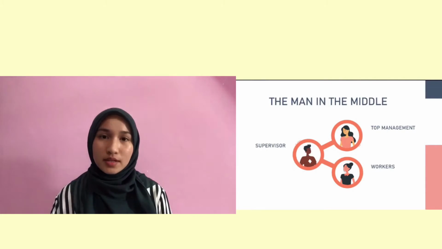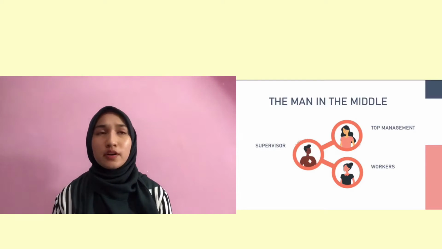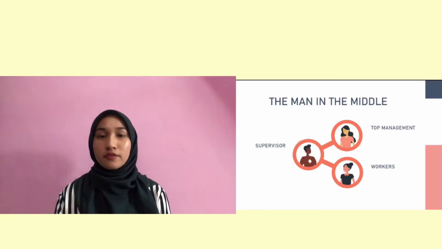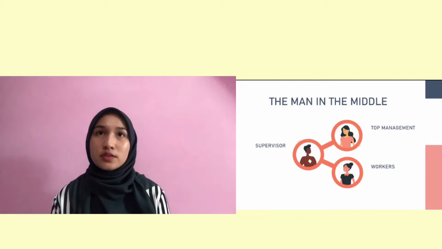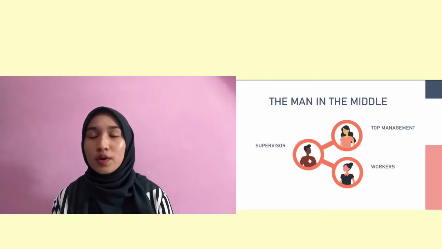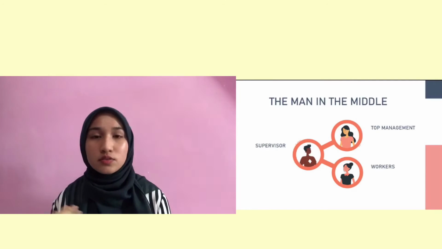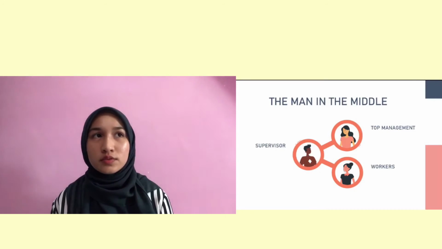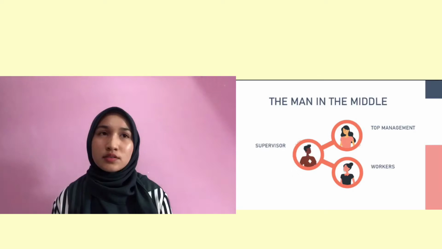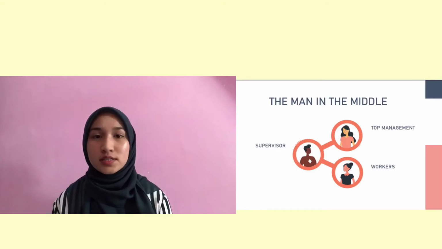The second one is the man in the middle. Being a supervisor is very pressuring because each party has their own expectation. For example, the top management expects that the supervisor will instruct the workers to achieve their goals and make sure that all the workers work in line, while the workers expect the supervisor to be on their side. To satisfy these two parties under such pressure gives the supervisor difficulties in handling these two situations.